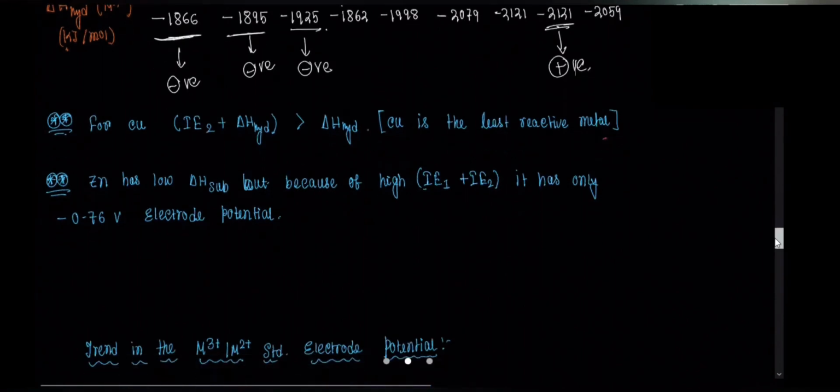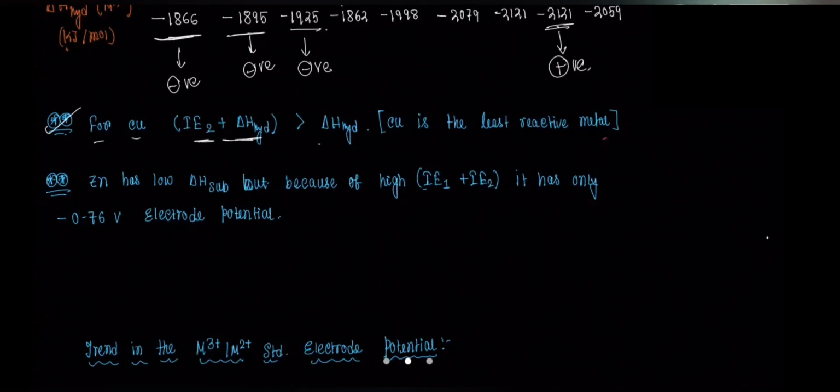Now for Cu, ionization energy 2 plus delta H hydration is greater than delta H hydration. This should be ionization energy 2 plus delta H sublimation, not hydration. Okay. So copper is the one of the least negative.